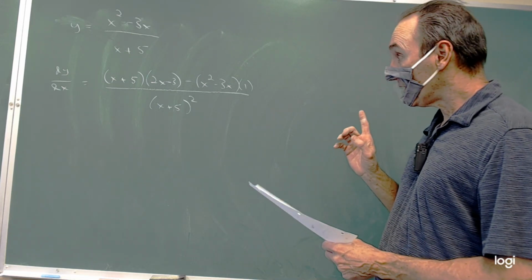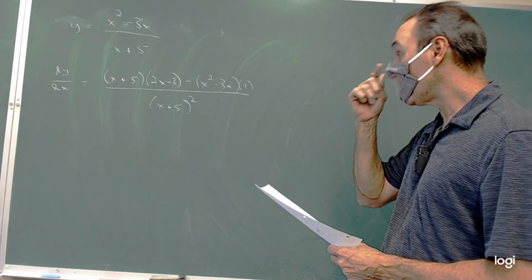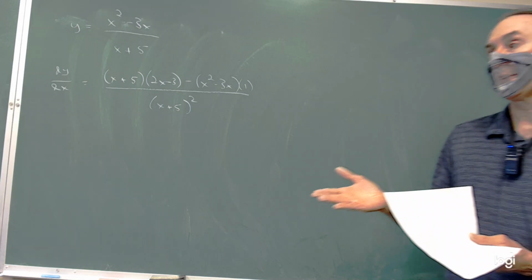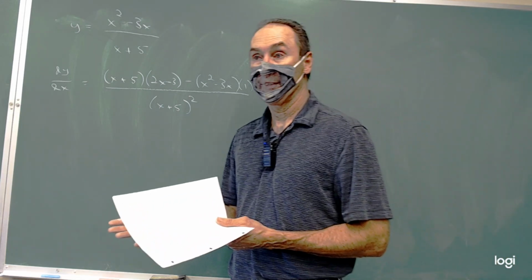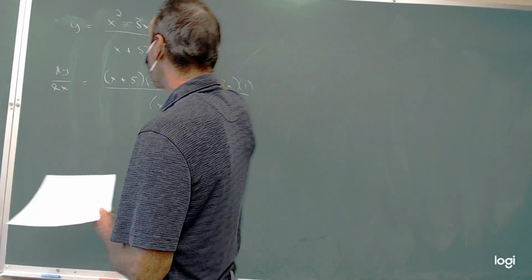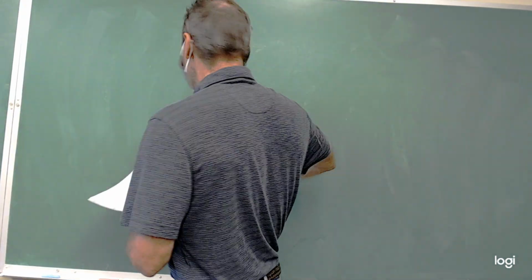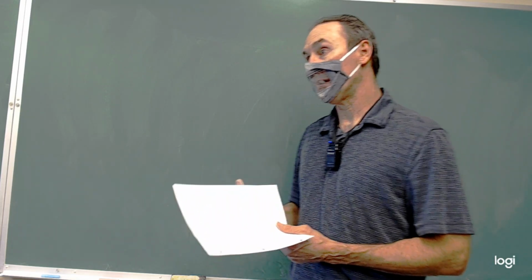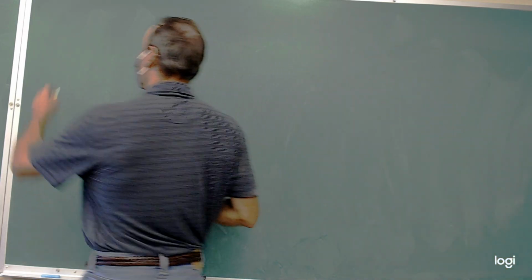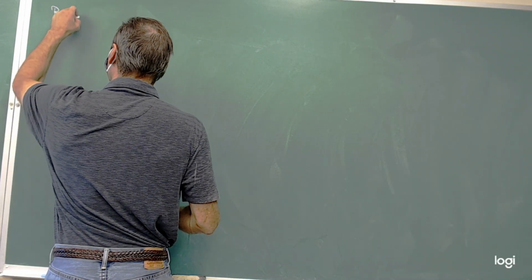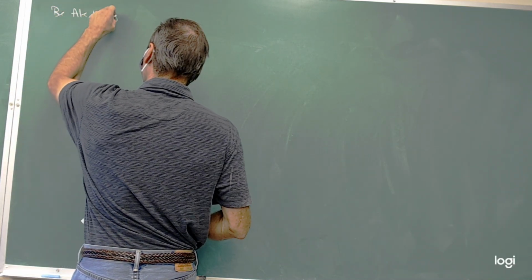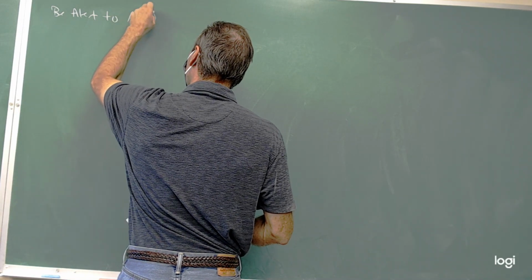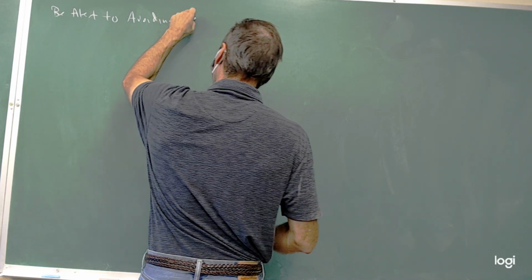Now, because this quotient rule is so complex, we want to not use the quotient rule unless we really have to. So there are certain situations, and I want to talk about some of them, where you could certainly use the quotient rule, but that would not be the most efficient way to do it. So I will say be alert to avoiding the quotient rule when possible.